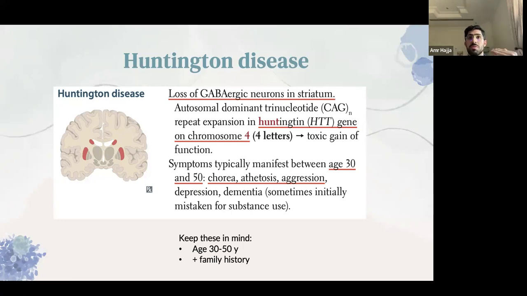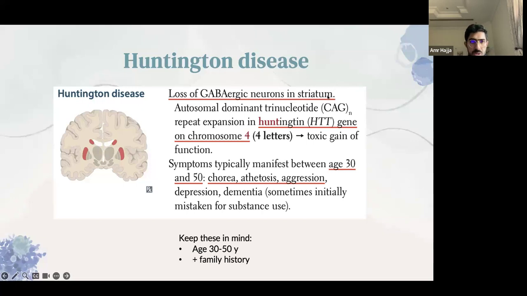So in the question, we might find that they have positive family history. Their dad, their mother, their siblings, their grandparents, they actually had similar symptoms and they died because of these symptoms. So whenever you see an age of 30 to 50 with positive family history of someone who died in the family or had similar symptoms, keep Huntington in the pool of the answers, okay?